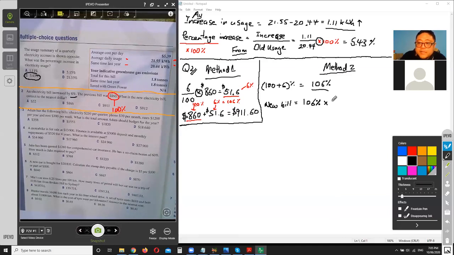860. Yep, which represents the 100%. Yes, 100% of what? The old electricity bill. Okay, so the new electricity bill is 106% of the old electricity bill, which is the 100% of. So what would we do here? If we're going to put this in the calculator, give me the numbers and how we would put this in the calculator.